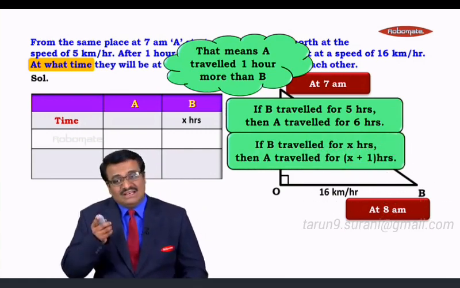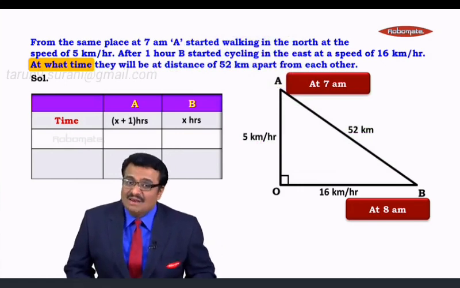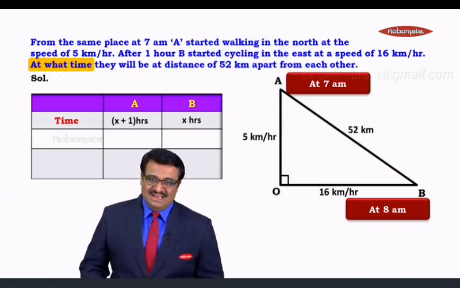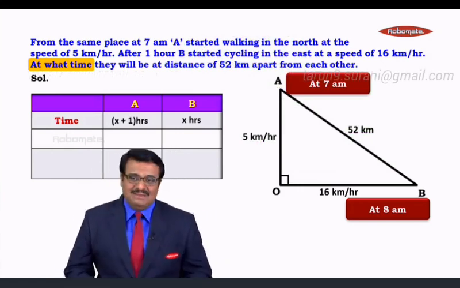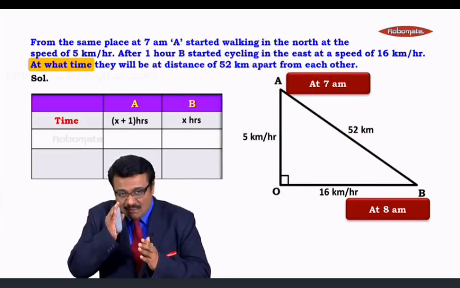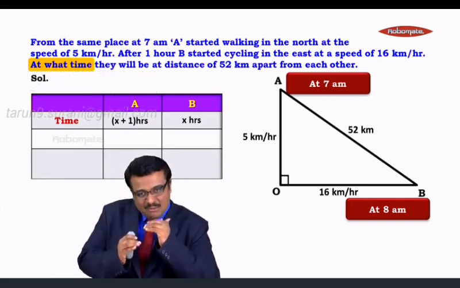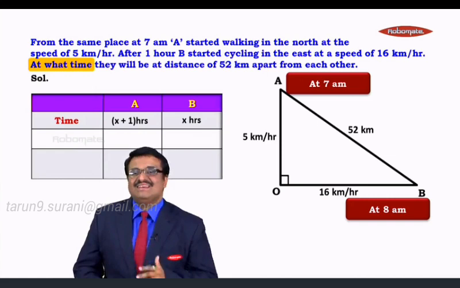So what we will do, let the time travelled by B be X hours. Therefore the time travelled by A will be what? X plus 1 hours. What do you mean by time travelled by B? That means B took X hours to reach from O to B and A took X plus 1 hours to reach from O to A, right?